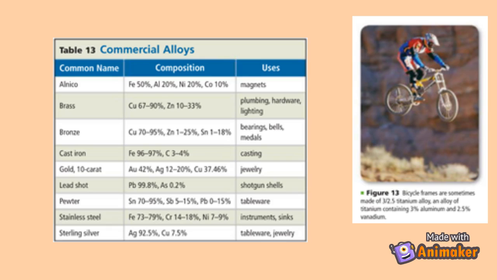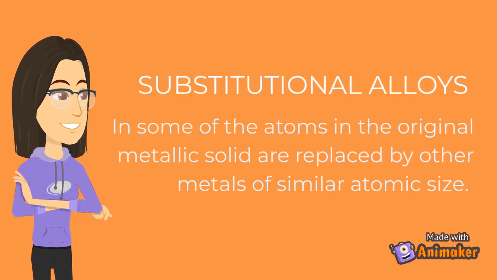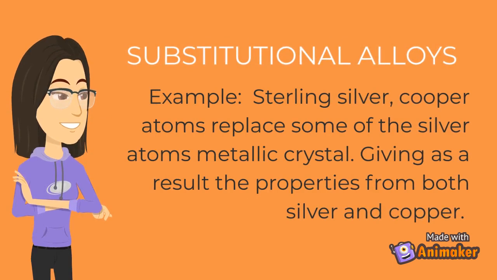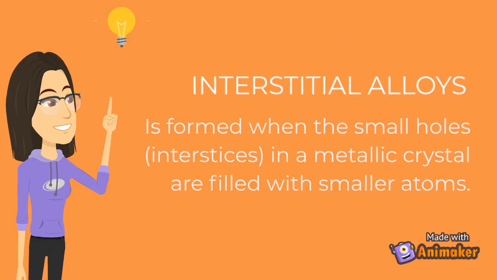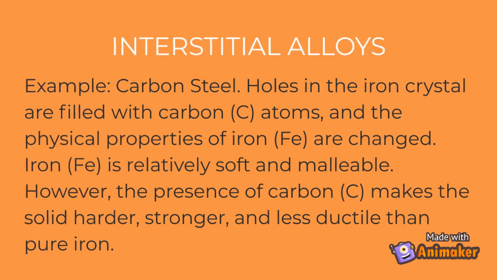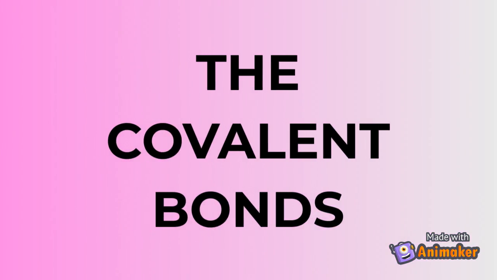This is a bicycle frame, as shown in the picture. Alloys such as this are classified into one of two basic types: substitutional alloys and interstitial alloys. This is all for metal alloys.